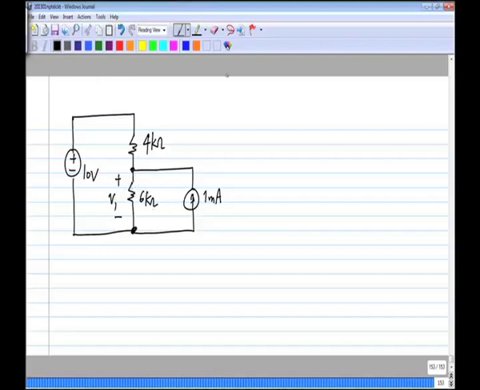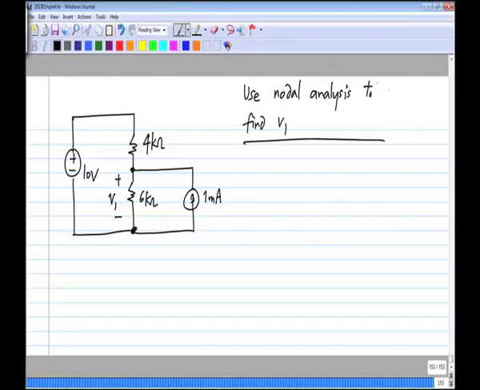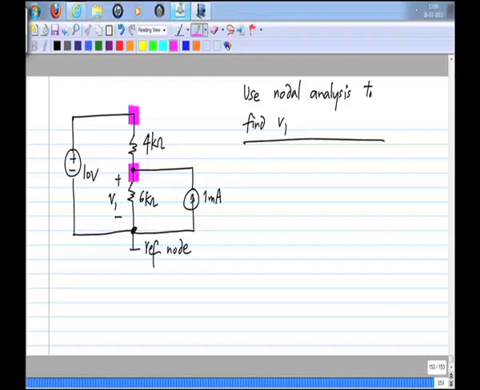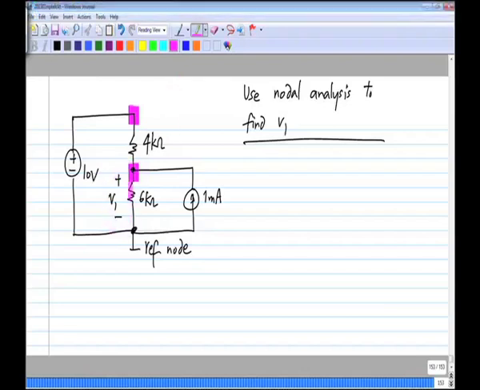Let me call that V1. Please take this up as an exercise and use nodal analysis to find V1. Okay. So this is an extremely simple example. There are only two nodes. In fact, I suggest that you take this as the reference node. There are only two nodes in the circuit, and this node has a voltage source connected to the reference node. So this node voltage is already known. So you only have to write one equation, one nodal equation, and solve for V1. So please do that. Please take it as an exercise, and let me know the value of this V1 in this circuit.